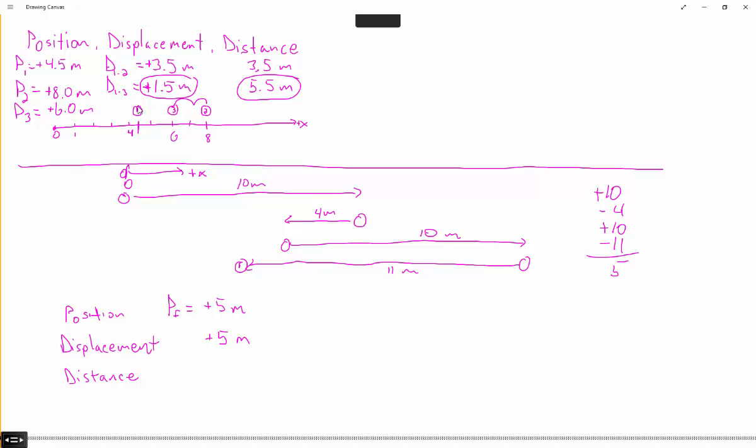Now the distance. The distance is the magnitude of all of these. So instead of subtracting, instead of moving backwards, all I care about is how far did it move. Remember, distance is not a vector. So I just have to add these up. So I get 10 plus 10 is 20, plus the 15 is 35. So the total distance traveled would be 35 meters. So that's it. Just remember that position and displacement are vectors. Distance is not.